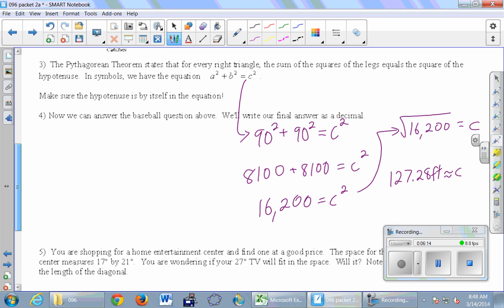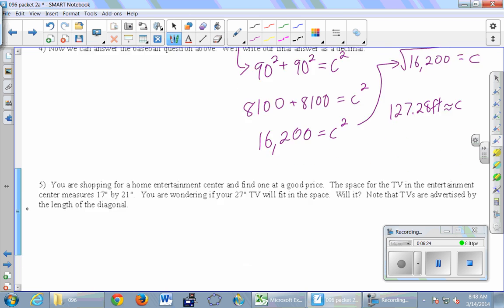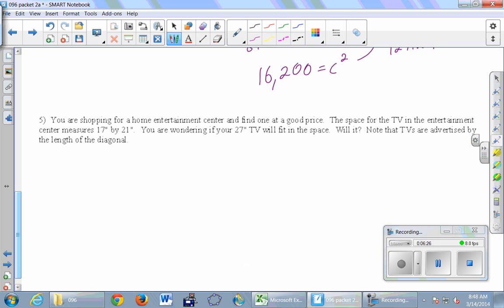Okay, so the tip-off that we're going to be using this famous Pythagorean theorem is that you have a right triangle. That's when we use it. So let's try one more of these, and then we'll look at the exponent problems. Number 5.